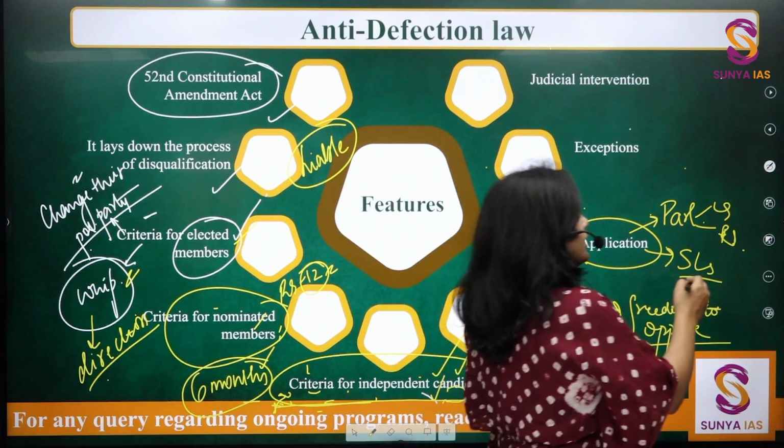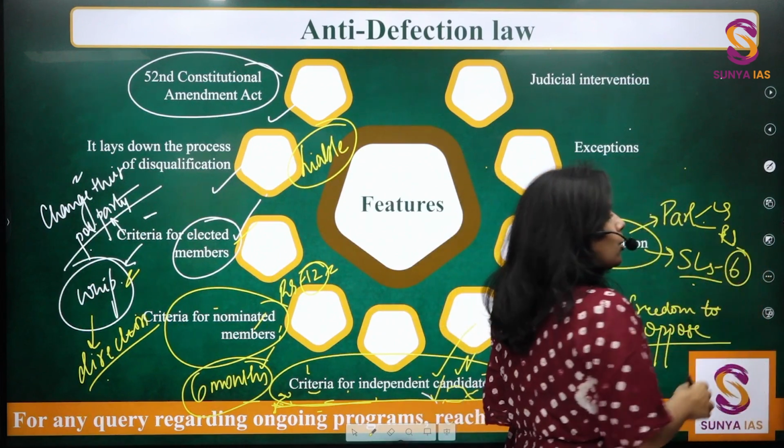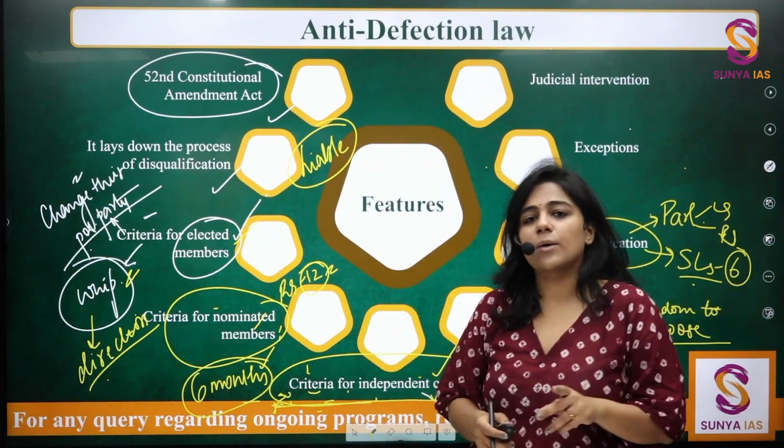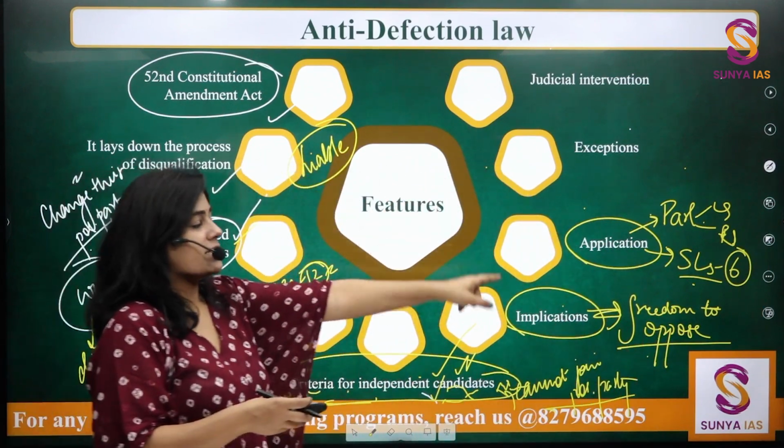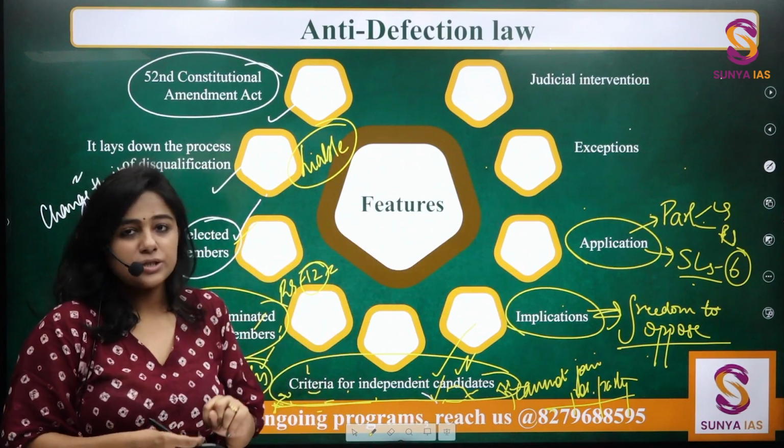Right now, there are 6 states which have a bicameral legislature, and please in the comments write the name of the 6 states which have a bicameral legislature. That is your task.